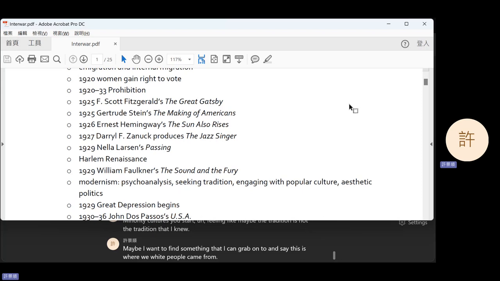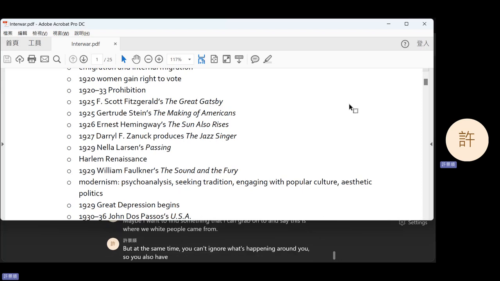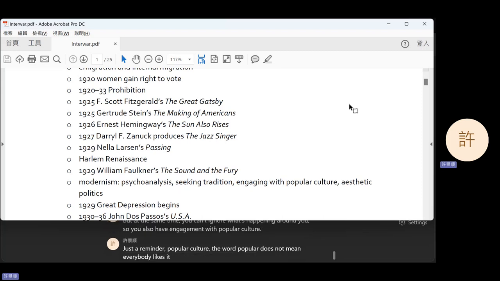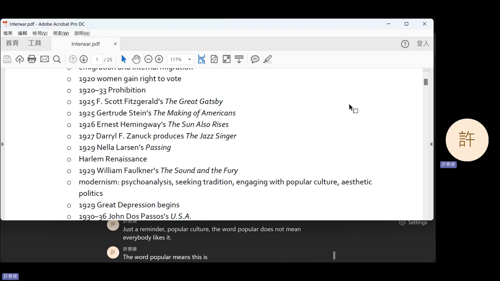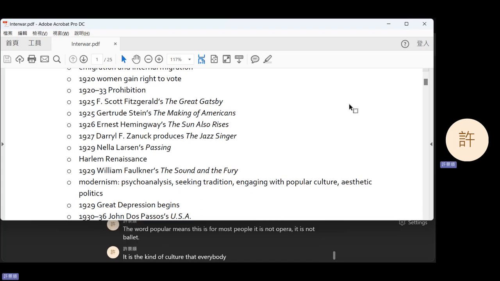But at the same time, you can't ignore what's happening around you. So you also have engagement with popular culture. Just a reminder, popular culture, the word popular does not mean everybody likes it. The word popular means this is for most people. It is not opera. It is not ballet. It is the kind of culture that everybody can join in.